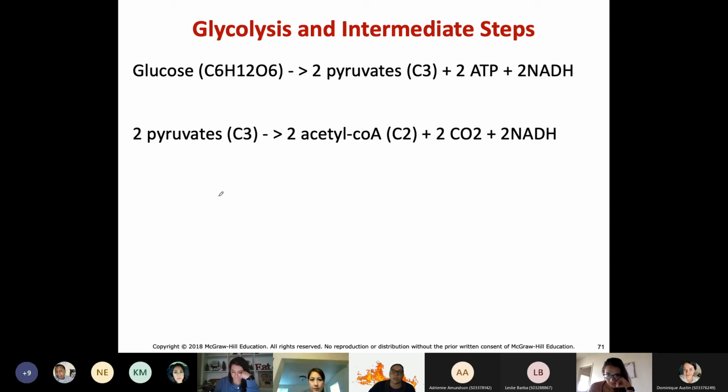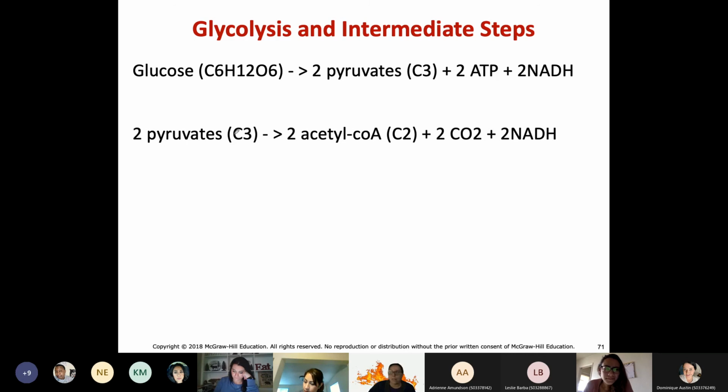You ready, guys? Here's the summary. First step, glucose started us off. We formed 2 pyruvates, which were C3s. We also, at the end of glycolysis, formed 2 ATPs and 2 NADHs. Then we had that intermediate step. How many pyruvates did I take into the intermediate step, everybody? I took 2.